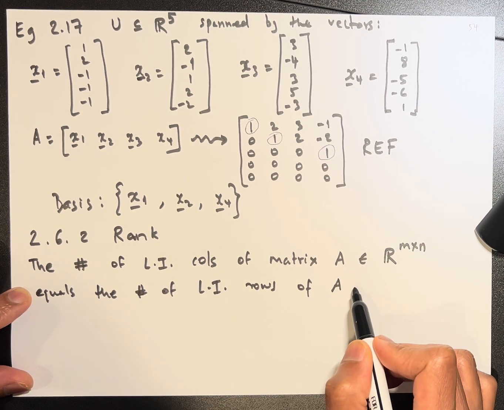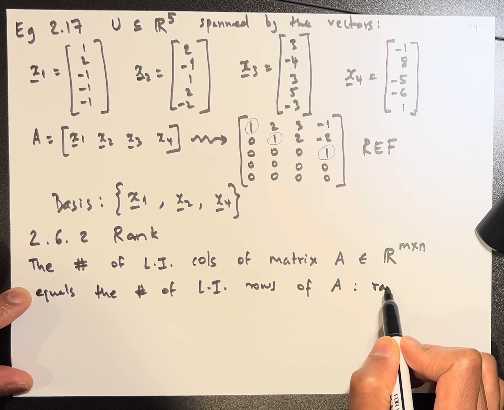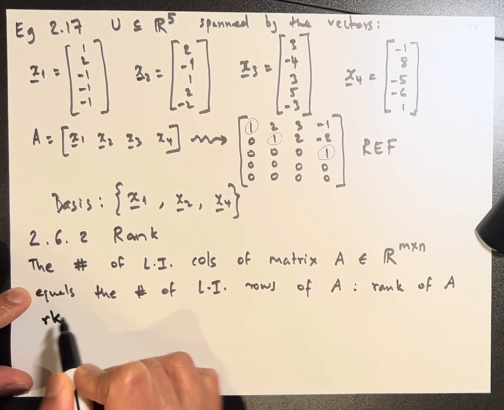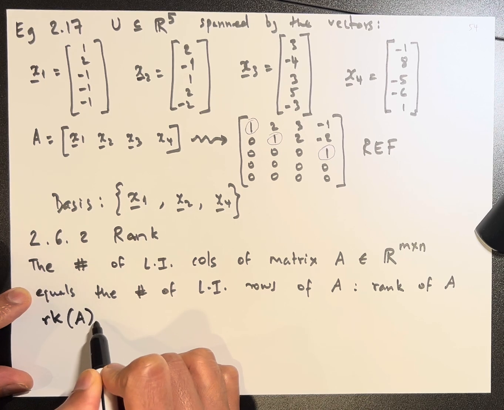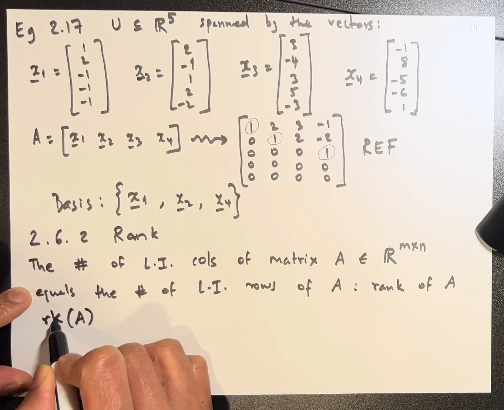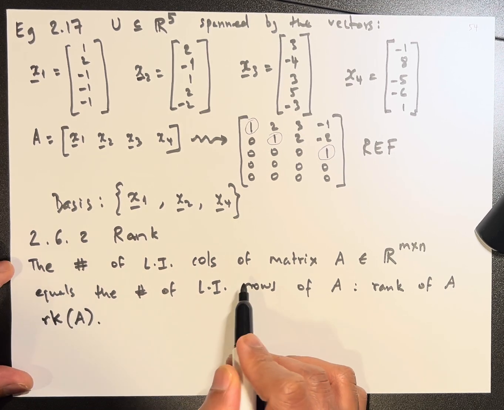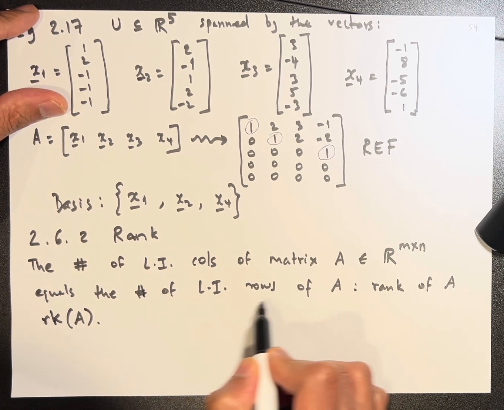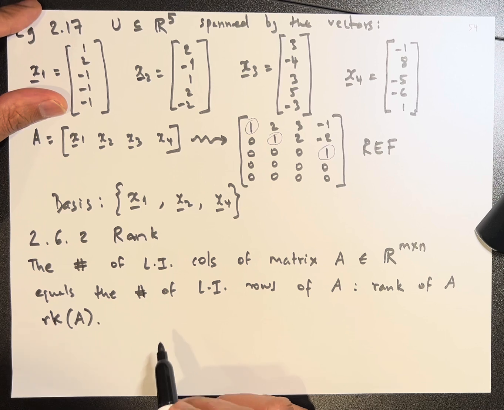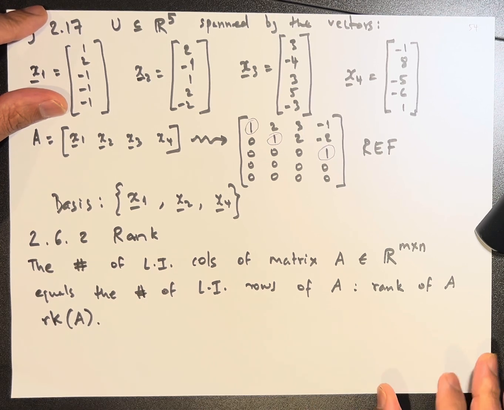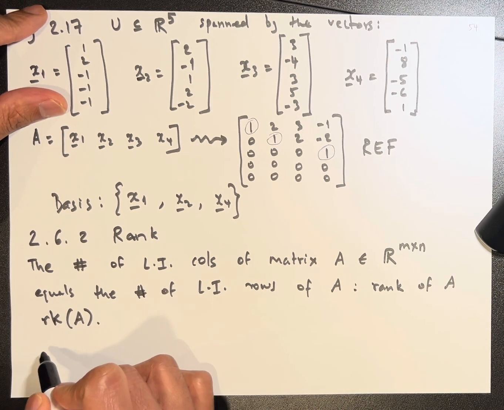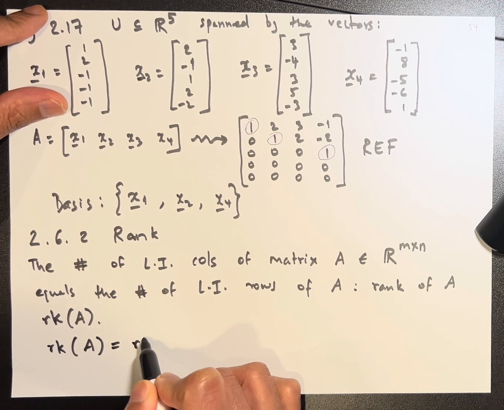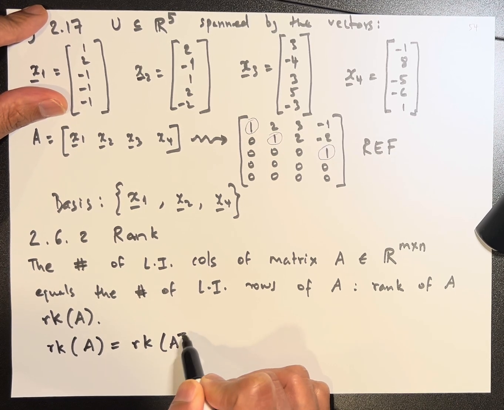And that's the rank of A, denoted by RK of A, right? So the number of linearly independent columns, and there is another claim here, it equals the number of linearly independent rows. Okay, now this is the same as what in the book is given in the remarks as the first remark, which is rank of A equals rank of A transpose.